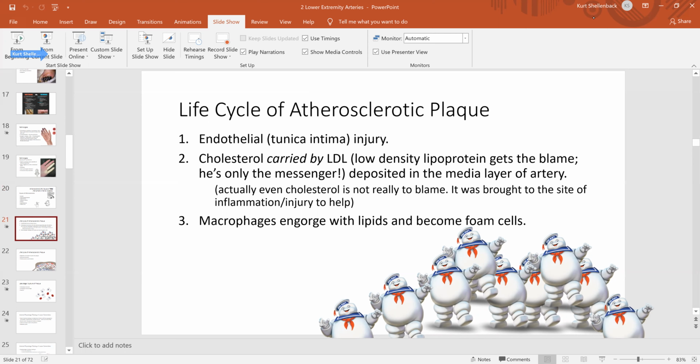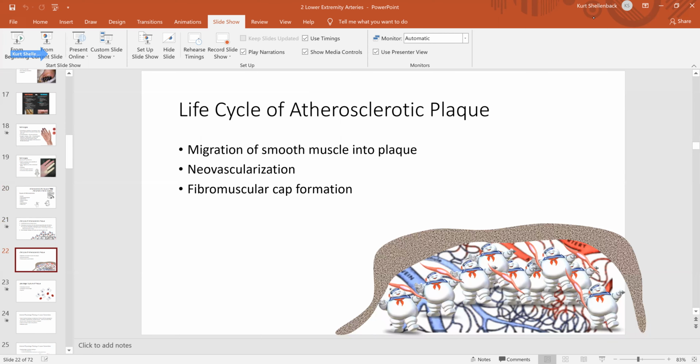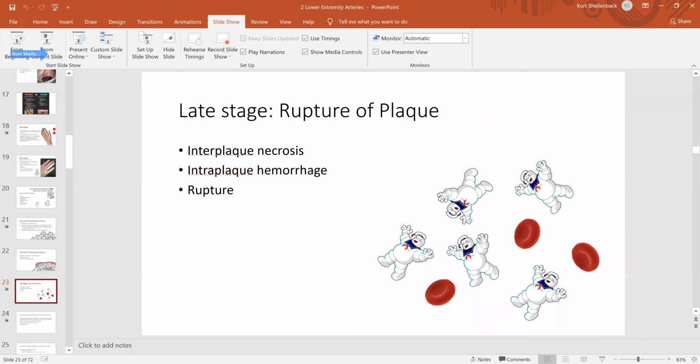Macrophages engorge with lipids and become foam cells. Why are they called foam cells? Because they look like foam under the microscope. Smooth muscle migrates into the plaque. Neovascularization, in other words, there is blood flow into the plaque. A cap forms. And then look at these guys. These were all a little happy, and now they've become angry because the plaque has ruptured. Intraplaque necrosis, intraplaque hemorrhage, and rupture.